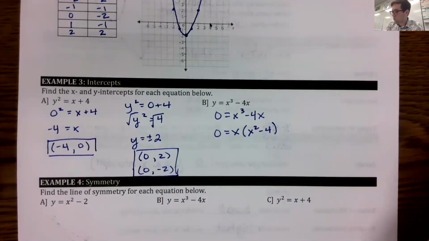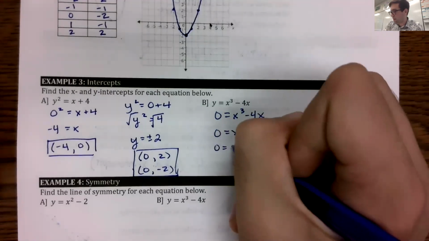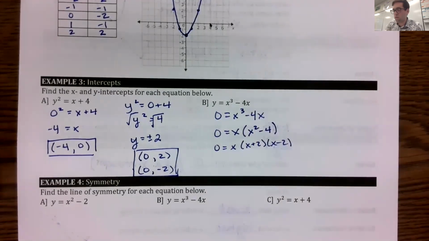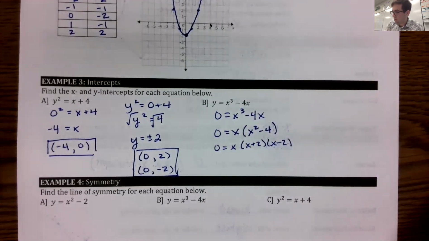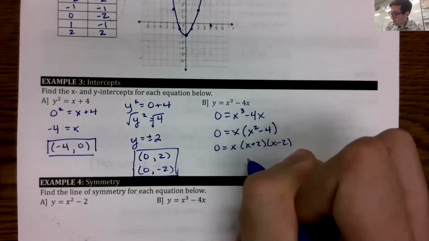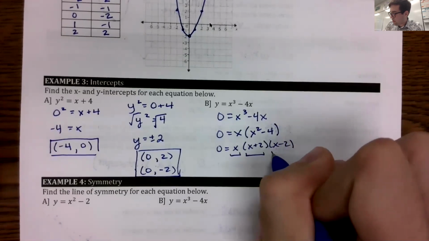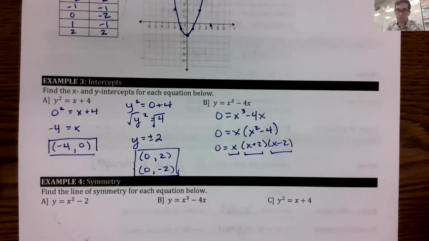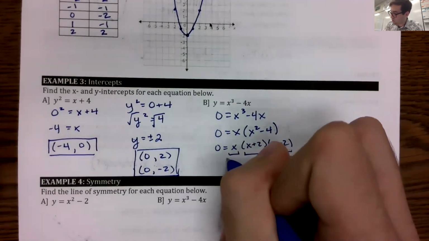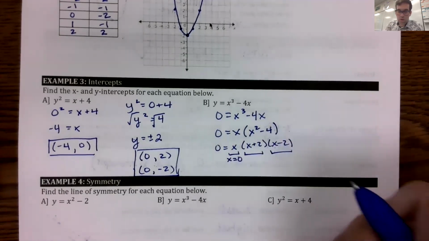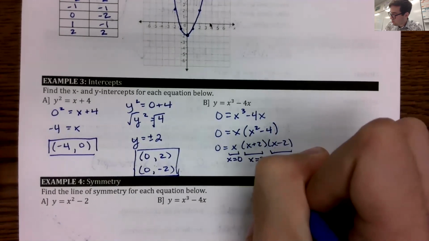And then x squared minus 4 is a difference of 2 squares. You might remember that that can factor to x plus 2 and x minus 2. And that gives us 3 different intercepts, right? Because each one of these factors now can be set equal to 0 individually and solve for x. So this first one means that x can equal 0. The second one means if I subtract 2, I would get x equals negative 2.